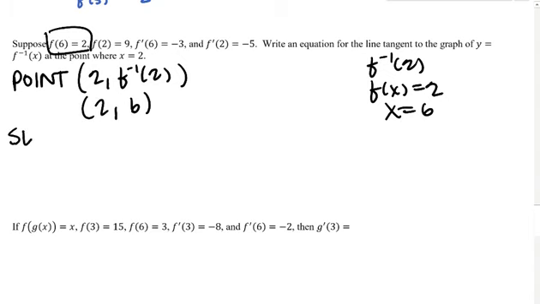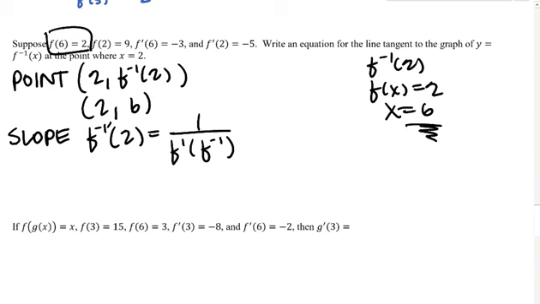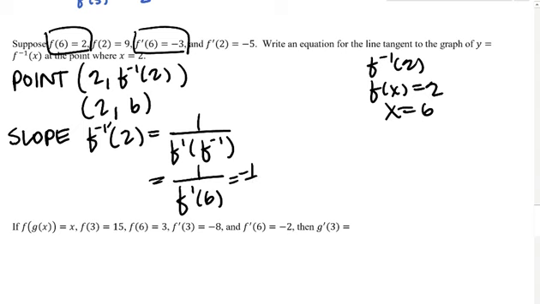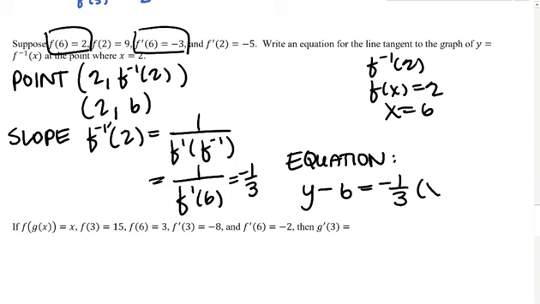The slope will be f inverse prime of 2, which is 1 over f prime of f inverse. F inverse was 6 right there. So that's 1 over f prime of 6. From the data in the table, we see that's 1 over negative 3. And so with a point and a slope, we're ready to write the equation. And that would be y minus 6 is equal to negative 1/3 of x minus 2.